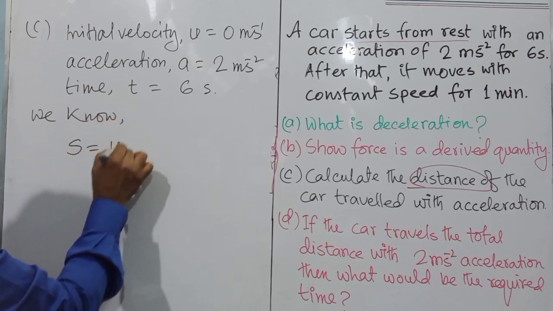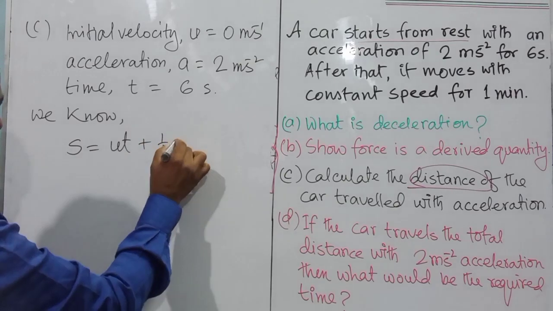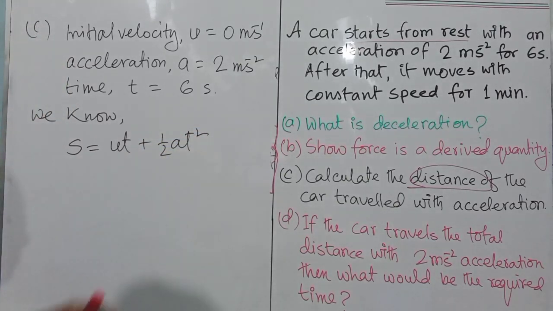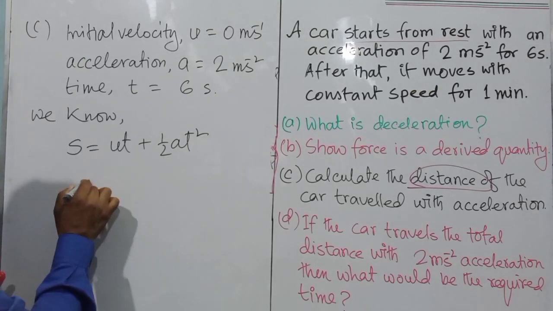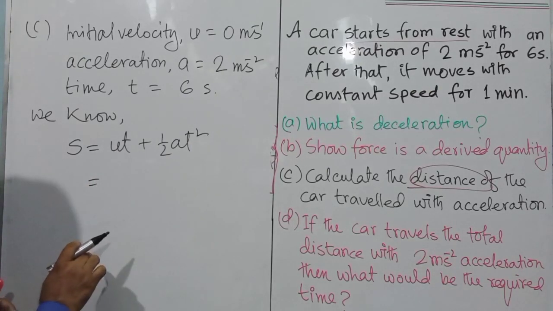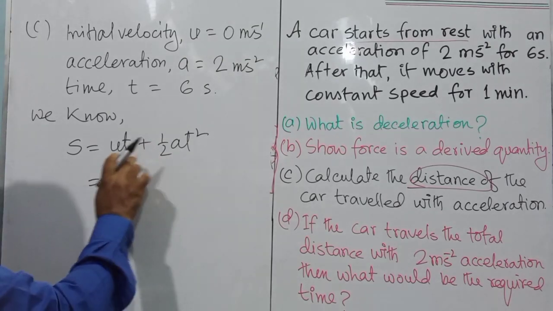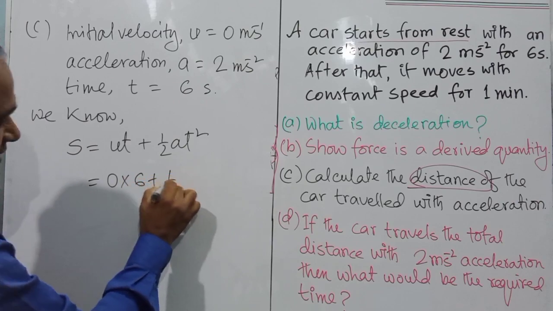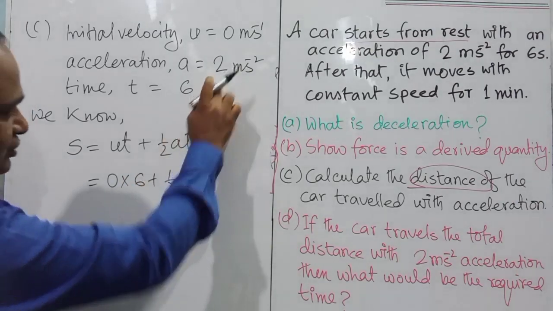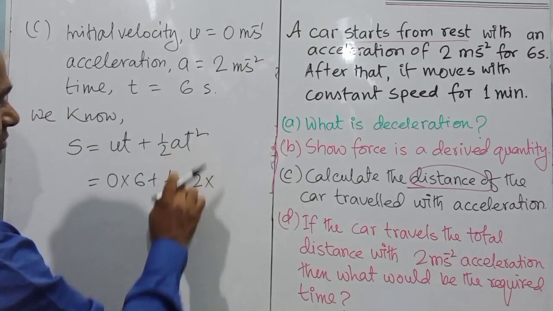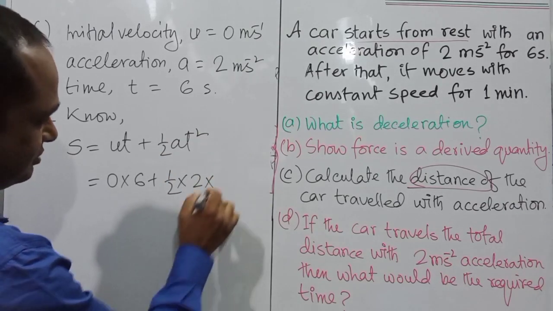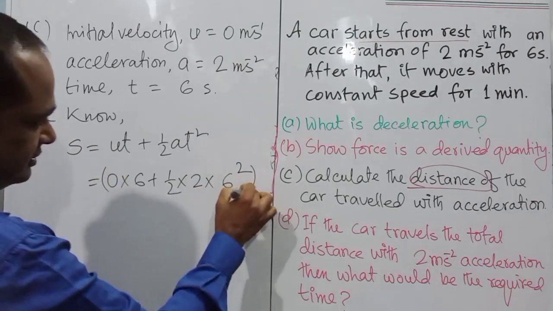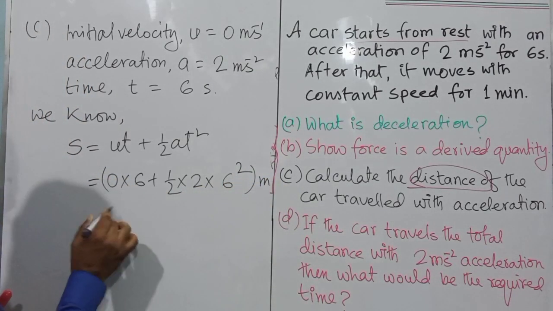We know s is equal to ut plus half a t square. Here this expression will be used to calculate the distance. If we use the values of the quantities in the expression, u means 0 multiplied by 6 plus half multiplied by a, which is 2 meter per second square, multiplied by t square, which is 6 square, and the unit of the expression will be meter.